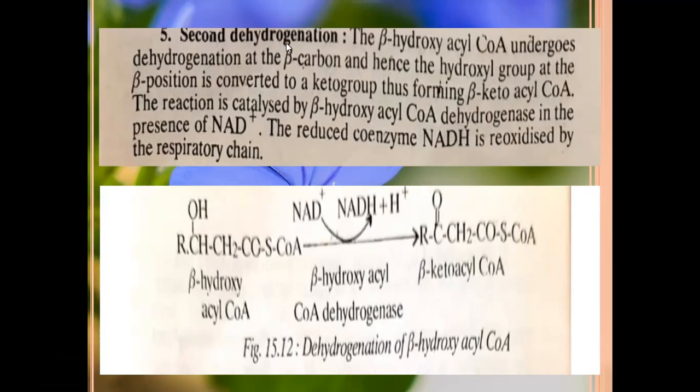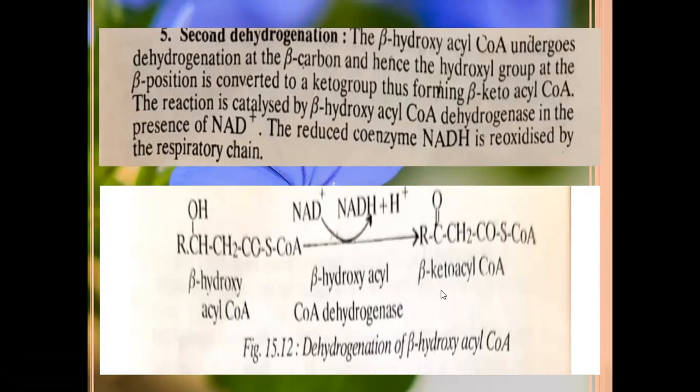Nicotinamide adenine dinucleotide is converted into nicotinamide adenine dinucleotide hydrogen. In the second dehydrogenation process, beta hydroxy acyl coenzyme A is converted into beta keto acyl coenzyme A. See, here it is the alpha carbon, this is the beta carbon. On this beta carbon, a keto group is present. So this compound is called beta keto acyl coenzyme A.